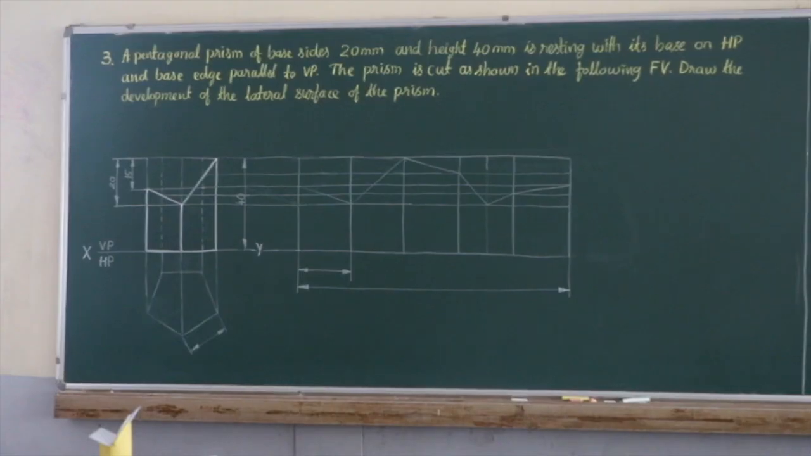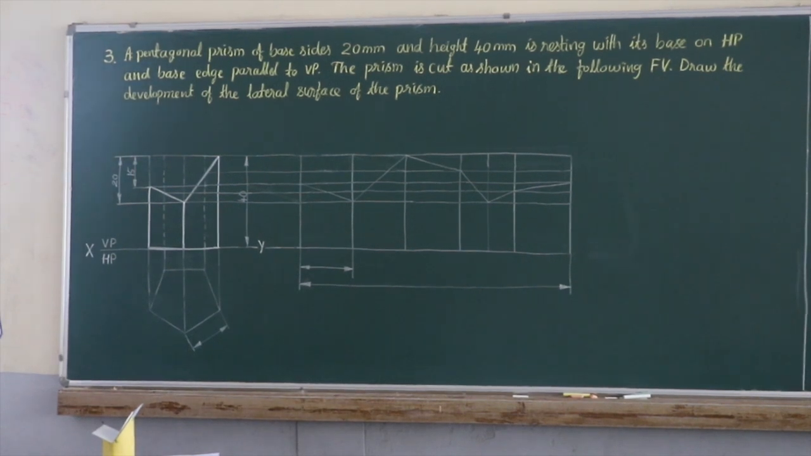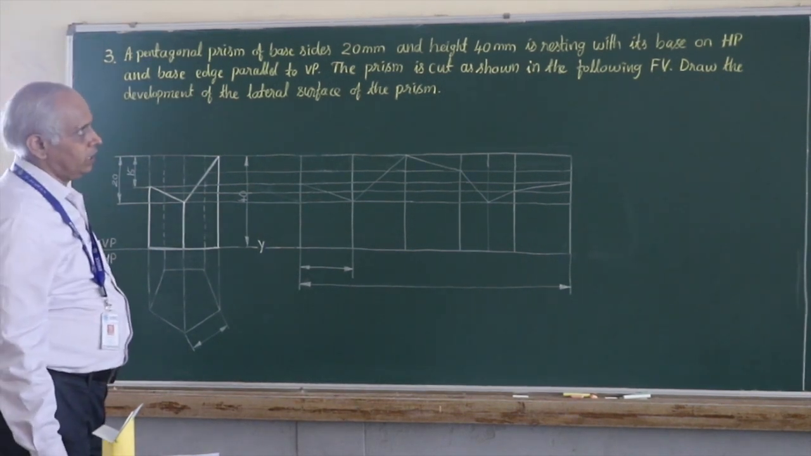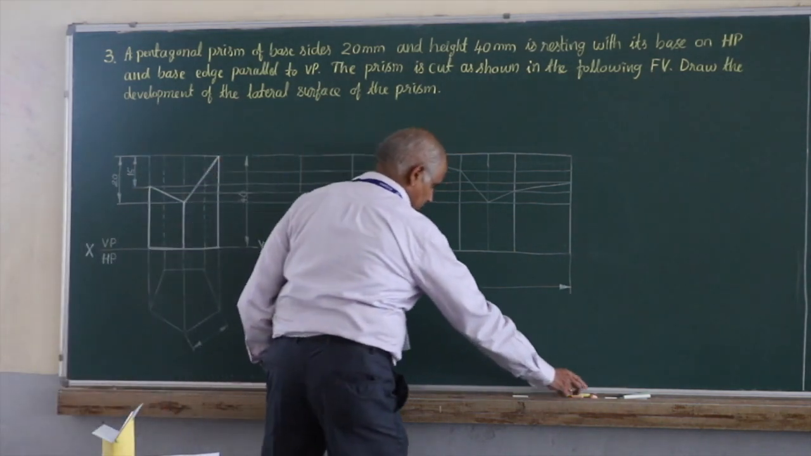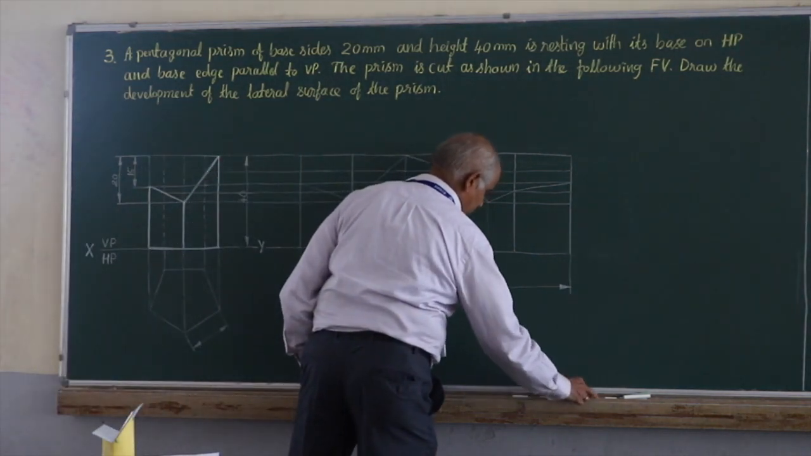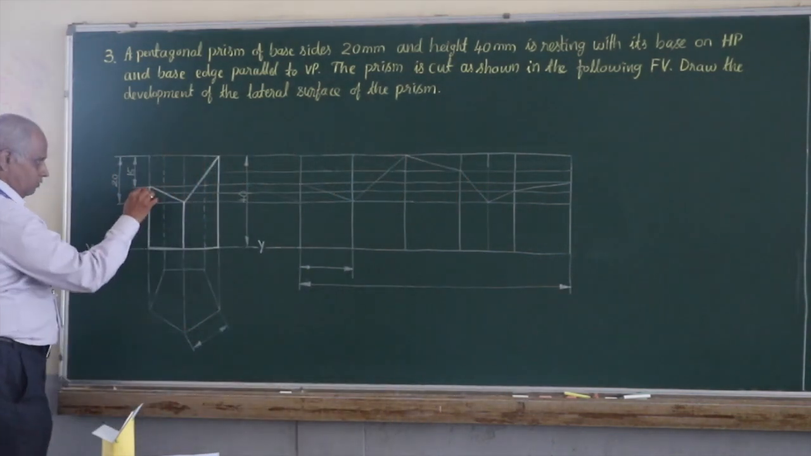Problem number 3, it says a pentagonal prism of base sides 30 mm and height 40 mm is resting with its base on HP and base edge parallel to VP. The prism is cut as shown in the following front view. Draw the development of the lateral surface of the prism. So he has given you the front view here. So directly based on the front view you can compile the top view. This is given.